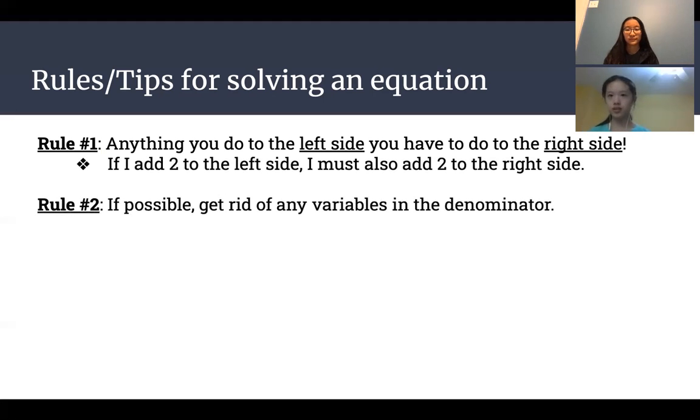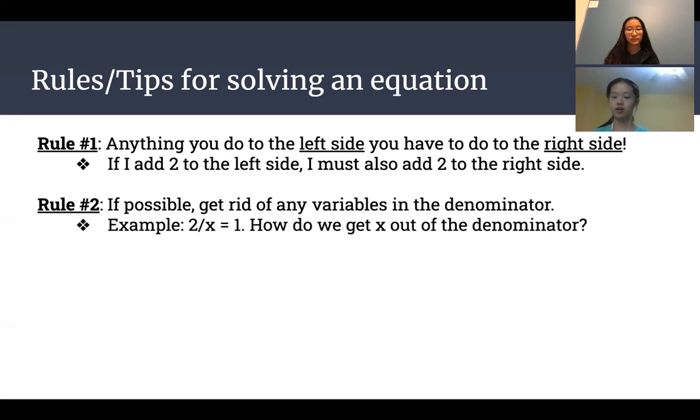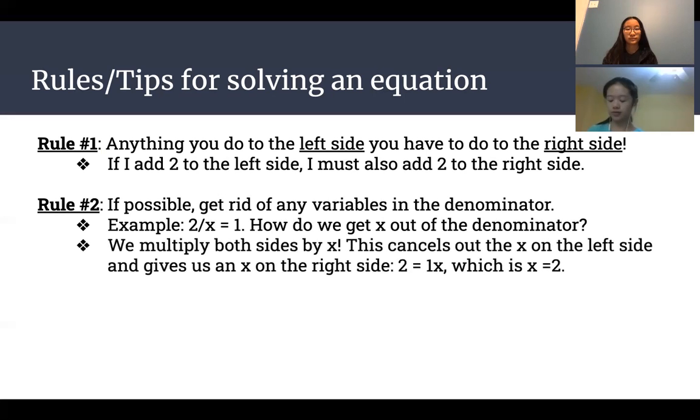The second rule is, if possible, you have to get rid of any variables in the denominator. For example, if you have the equation 2 over x equals 1, in this state, you can't really solve it. So in order to solve it, we multiply both sides by x, which cancels out the x in the denominator on the left side. And that gives us 2 equals 1x, or just x equals 2.